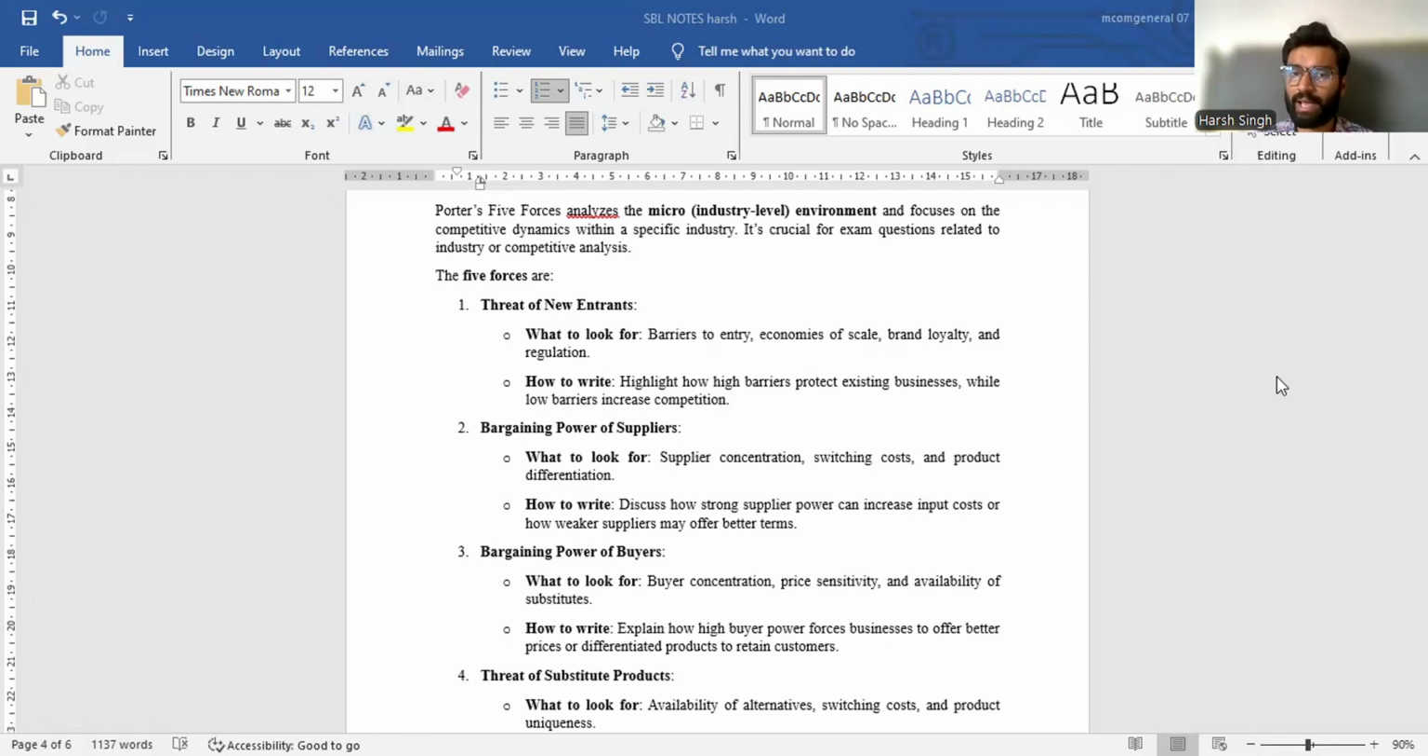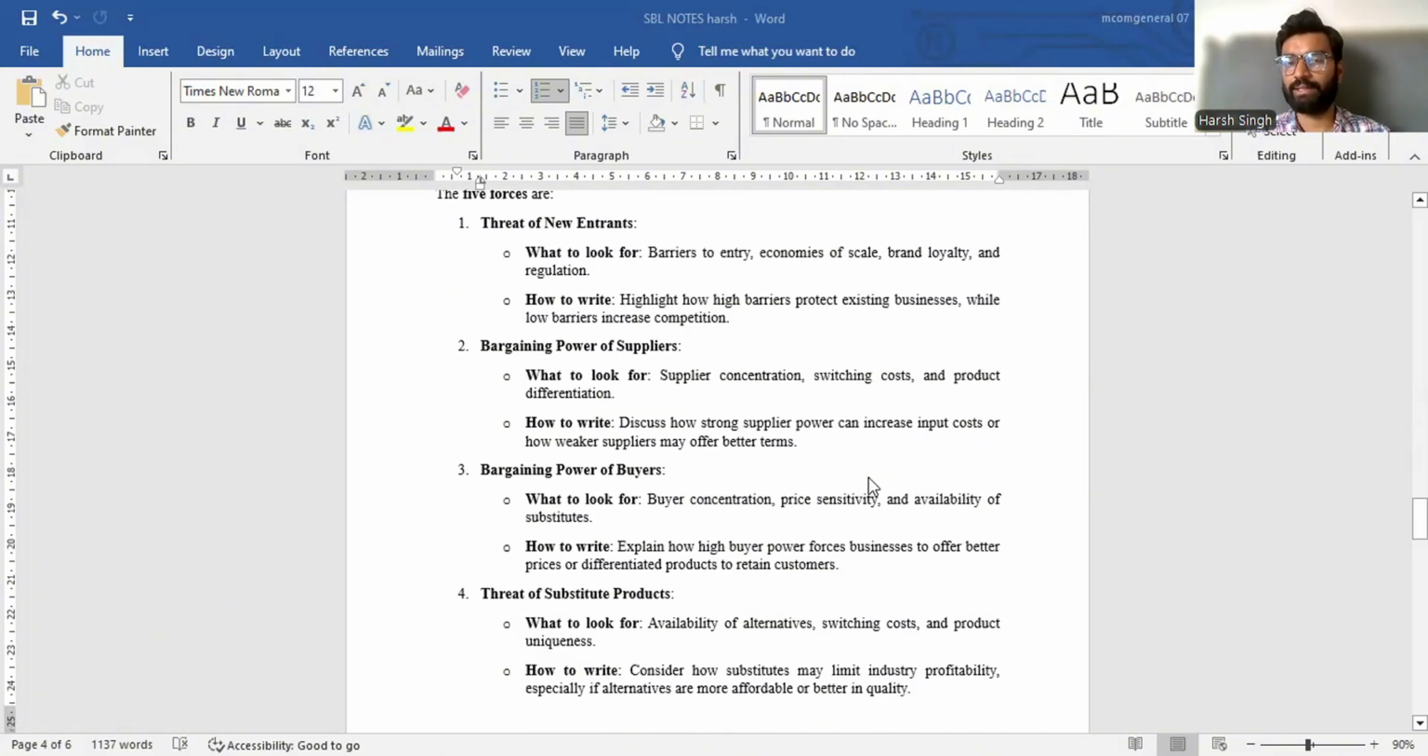Now, how to write out this question? Discuss how strong supplier power can increase input cost or how weaker supplier power may offer better returns. So if there are a number of suppliers, what will happen? The power will be low. And when the power is low, it can decrease my raw material cost or the cost of inputs. So when I talk about the bargaining power of suppliers, talk about things regarding the raw materials, the suppliers, the creditors that are there.